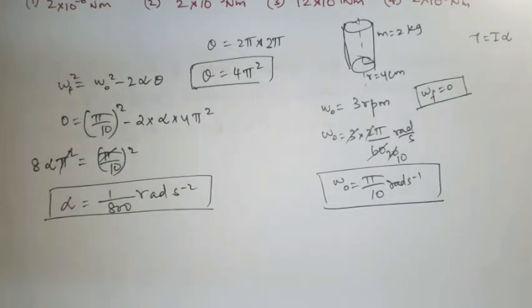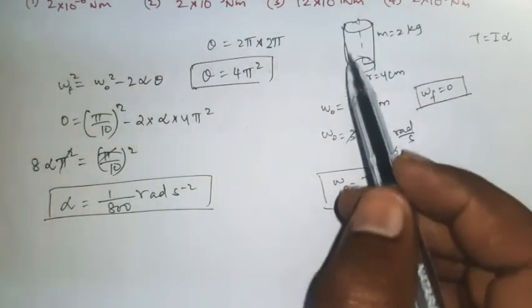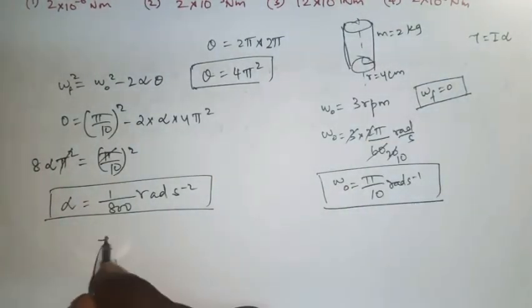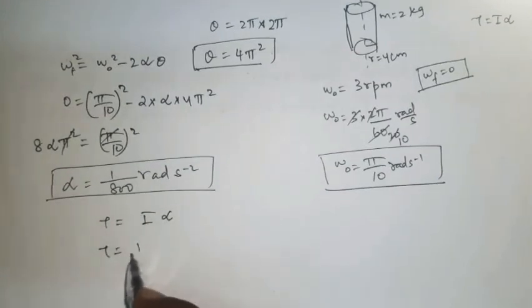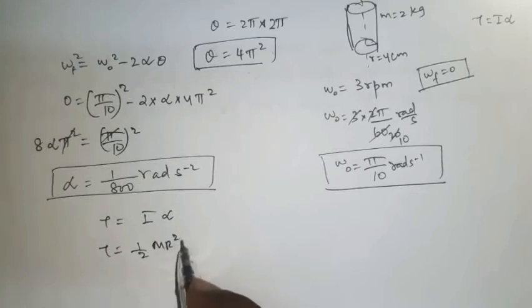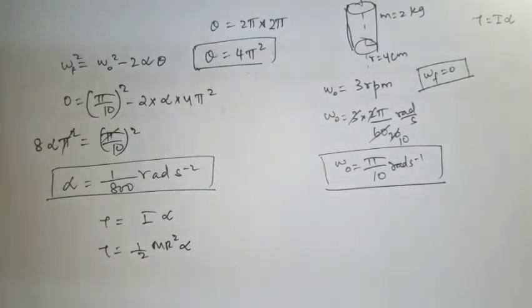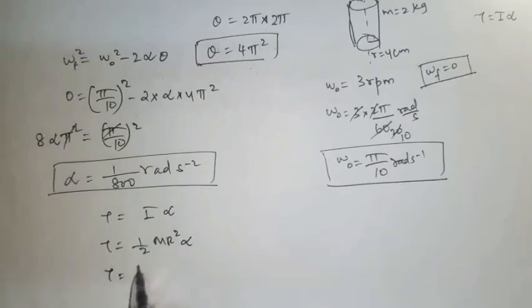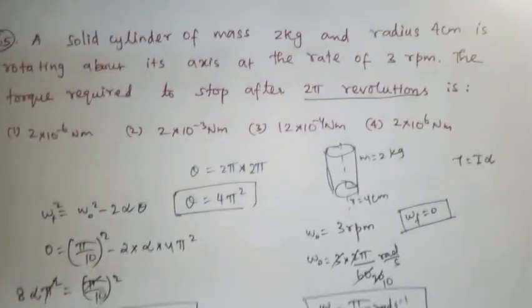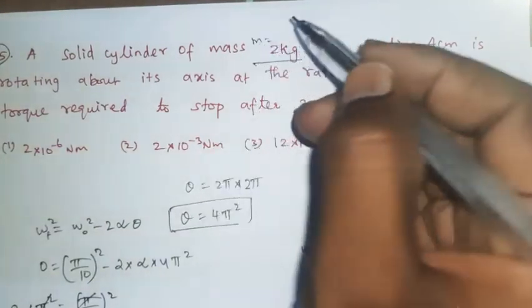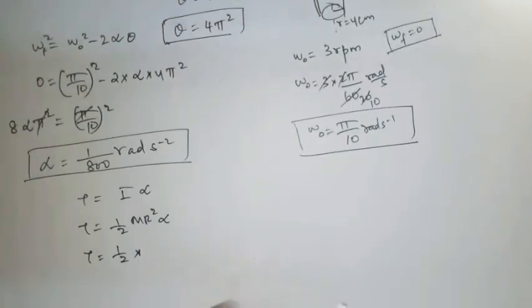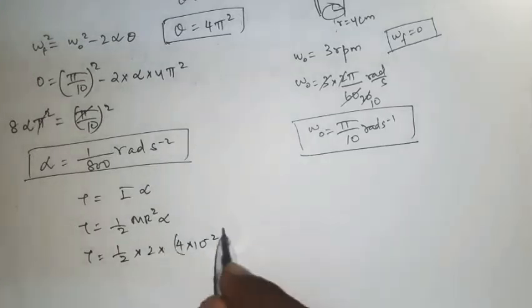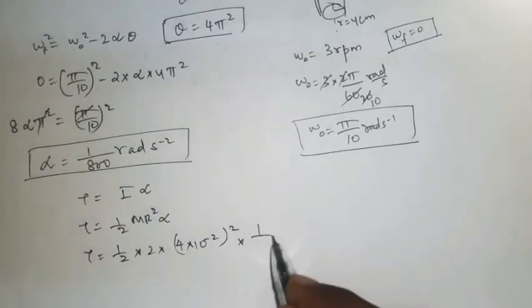Now the torque required to stop after 2 pi revolution. For this solid cylinder, tau is equal to I alpha. For a solid cylinder, I value is 1 by 2 m r square. Now we can substitute the values. Tau is equal to 1 by 2, mass given 2 kg, radius given 4 centimeter, which is 4 into 10 power minus 2, whole square, alpha value 1 by 800.